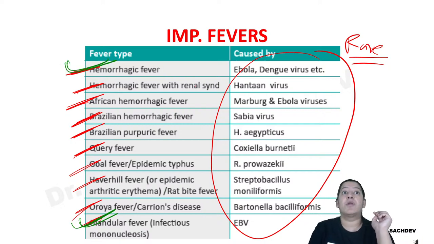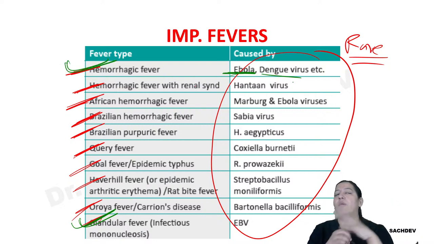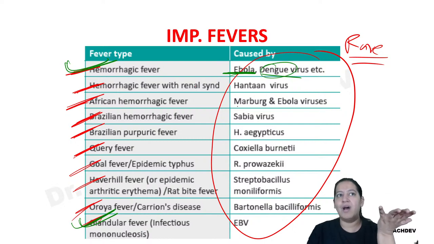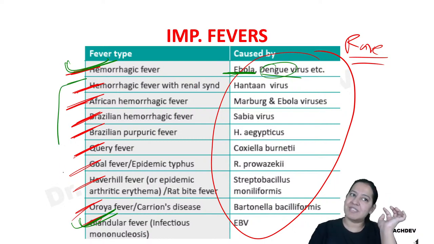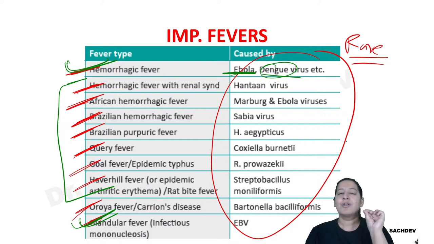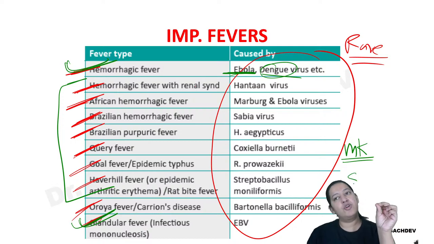और हेमरेजिक, सिंपल हेमरेजिक, इबोला एंड डेंगू वायरस. डेंगू में हेमरेजिक फीवर होता है, यू नो ना. सो इतने तो इंपॉर्टेंट हैं. अदरवाइज आप सारे भी लर्न करो तो इट इज बेटर. देयर आर समथिंग विच यू मस्ट नो, एंड देयर आर समथिंग यू शुड नो.